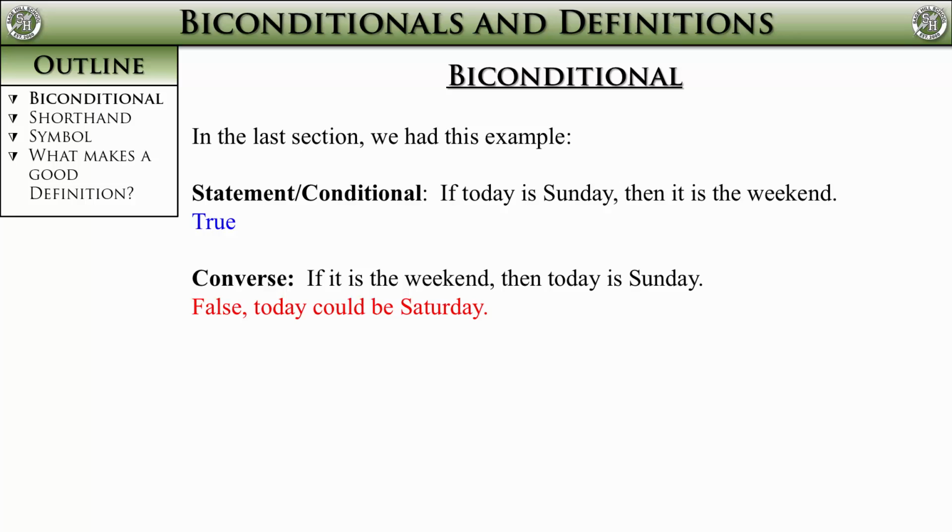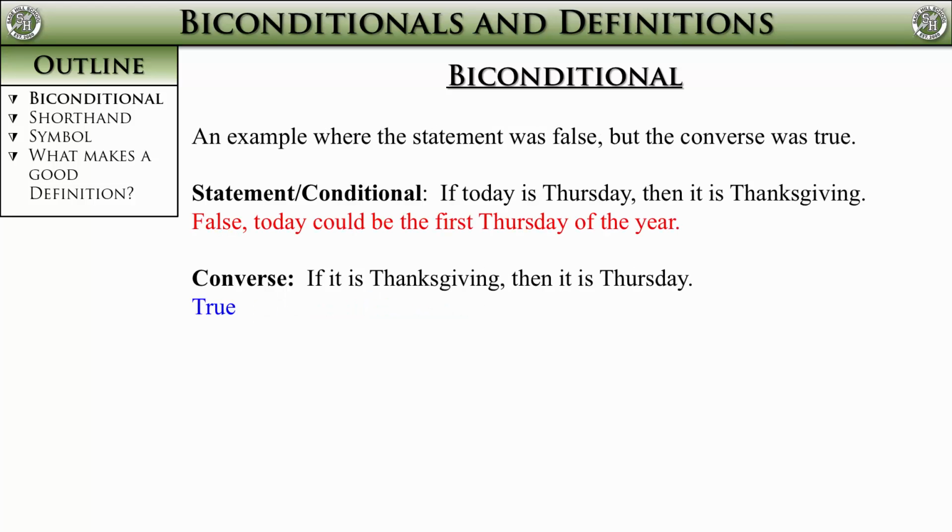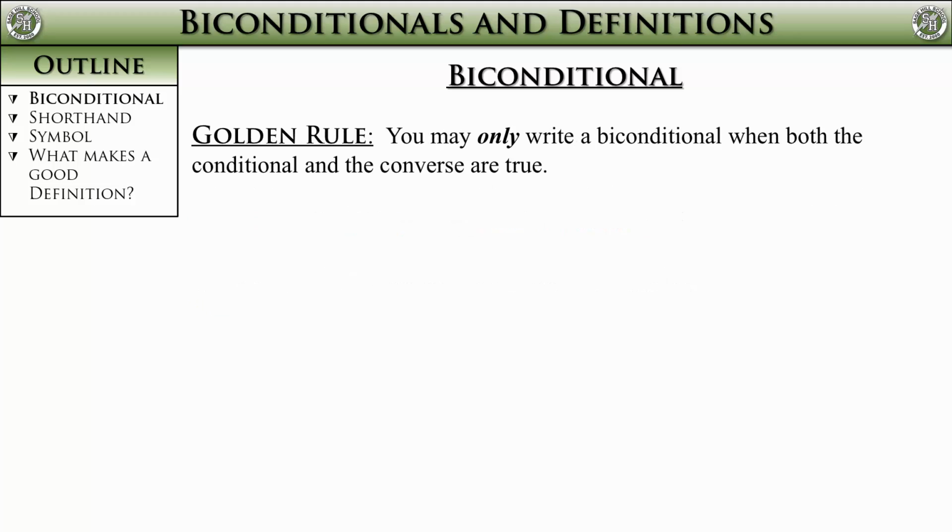I also said that the opposite would also sometimes happen, like it does here. Here is the example I gave where the statement was false, but the converse was true. That definitely also happens a fair bit. However, for a biconditional, we want to deal with the situation where both the statement and the converse are true. So we would not be allowed to write a biconditional for the first couple of examples on the previous slides.